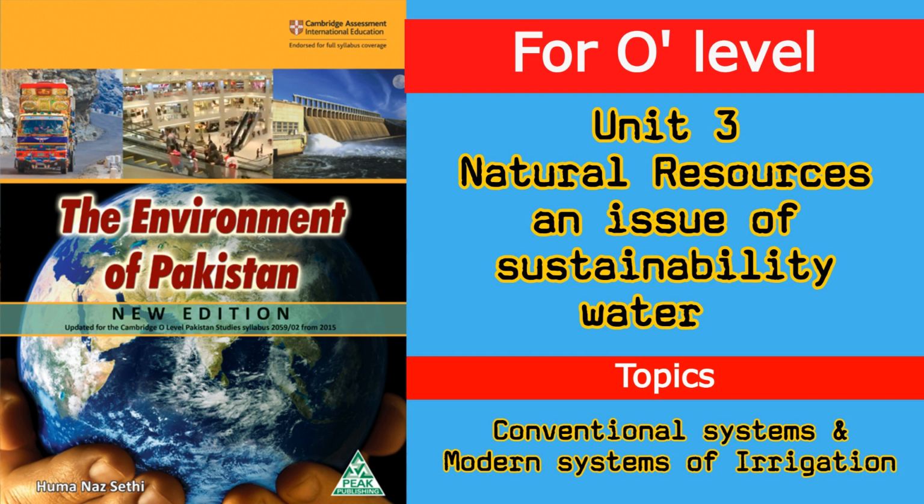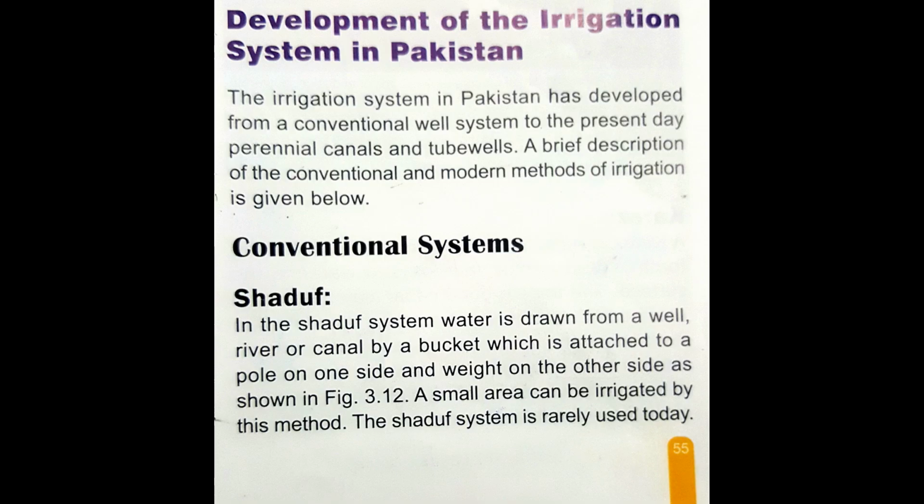Good morning students, this is your geography lesson, and in this lesson we are reading about the development of the irrigation system in Pakistan. So we start our lesson. Students, the irrigation system in Pakistan has developed from a conventional well system to the present day perennial canals and tube wells. A brief description of the conventional and modern methods of irrigation is given below.